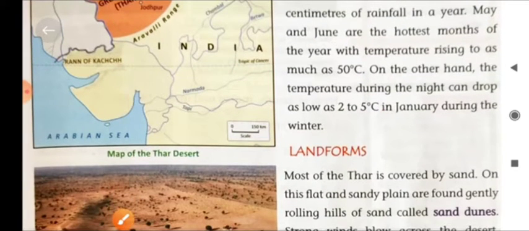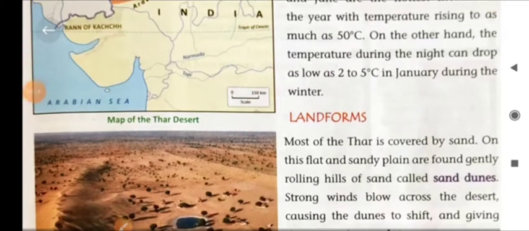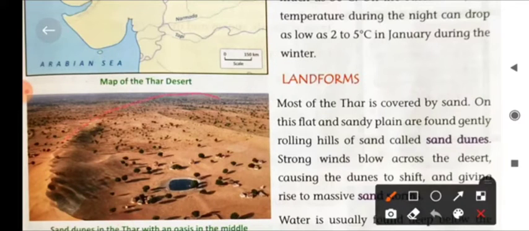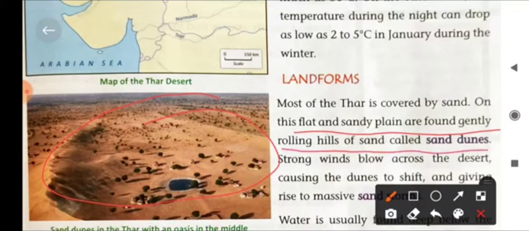Landforms. Most of the Thar is covered by sand. As you see here, this region is covered with sand throughout the year. This region is a flat and sandy plain with gently rolling hills of sand called sand dunes. Only some parts of the dunes are found here, with gentle slopes. So it is called sand dunes also.